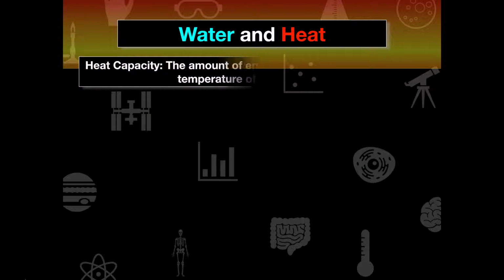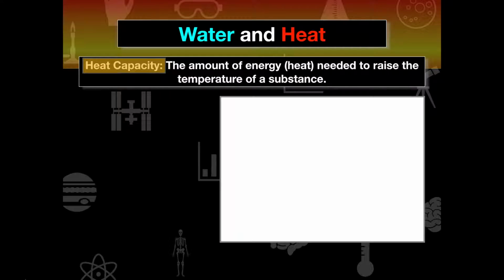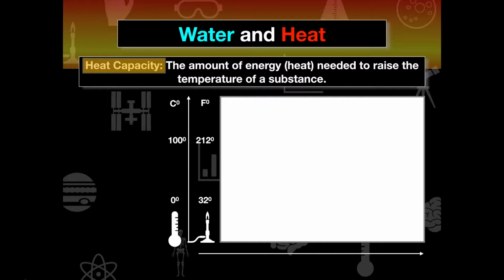Now, the last thing that we have to talk about is water and heat, and specifically heat capacity. Heat capacity is the amount of heat needed to raise the temperature of a substance 1 degree. In this case, we'll talk either Kelvin or Celsius. So let's look at a graph here. On the y-axis, we're going to have temperature as it changes. So I have Celsius and Fahrenheit here. And then on the x-axis, we're going to have time.